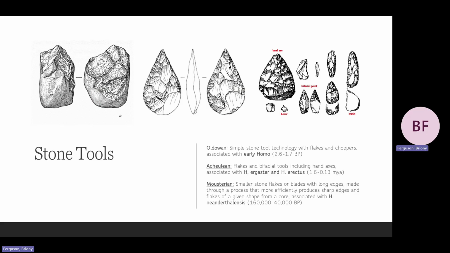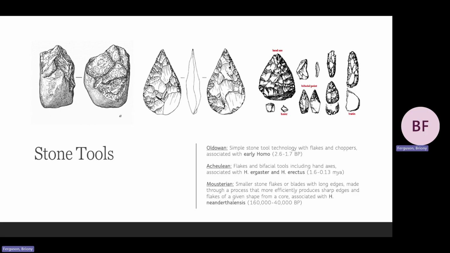Then we move on and we get a little bit more sophisticated with the Acheulean stone tool technology. This is this middle photo there. These are going to be flakes and bifacial tools, including hand axes. This is the first time we start to see hand axes, which were used for digging as well as cutting. And these are associated with Homo ergaster and Homo erectus, so about 1.6 to 0.13 million years ago. And you can see these kind of look more like what we traditionally think of as like an arrowhead with the flakes and kind of percussion strikes.